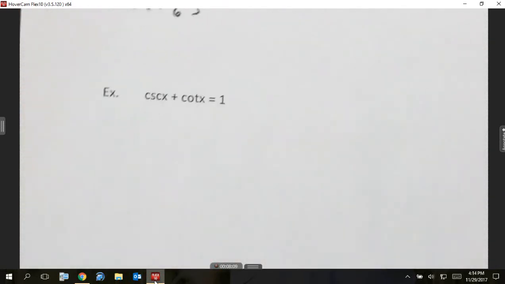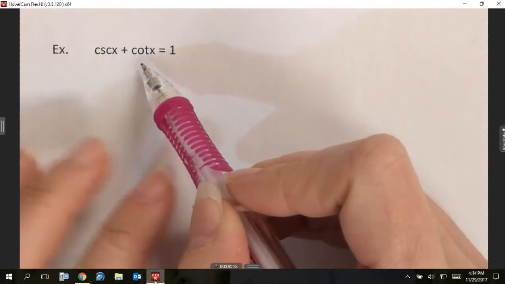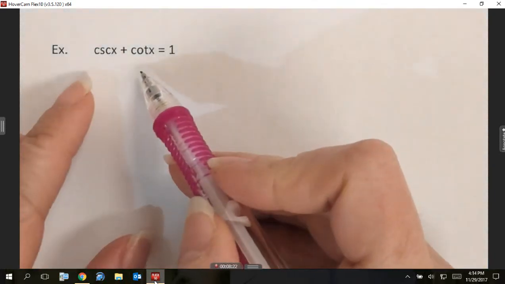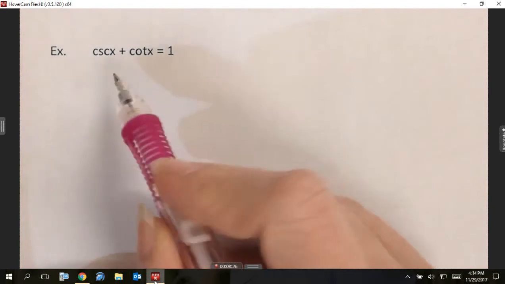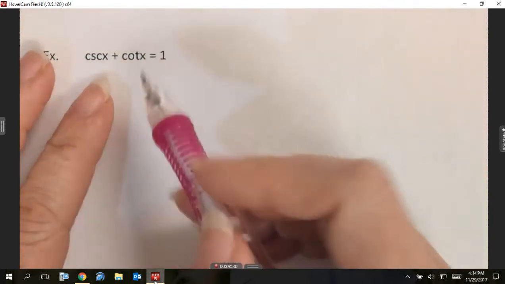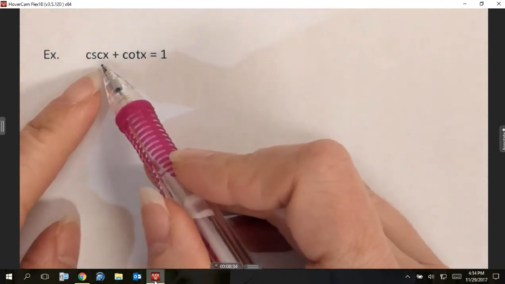Okay, the next one. These are not squared, so I cannot use the Pythagorean identities, and they're also not the same, so I can't factor anything. I can set it equal to 0, but it's not going to help me at this point because I can't factor anything. So I think I'm going to try using the other fundamental identities.